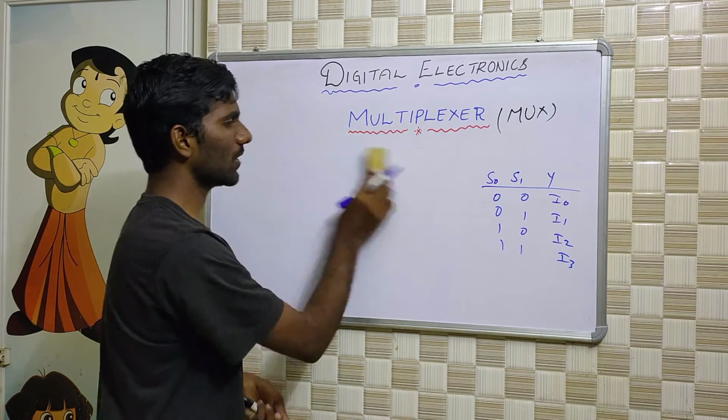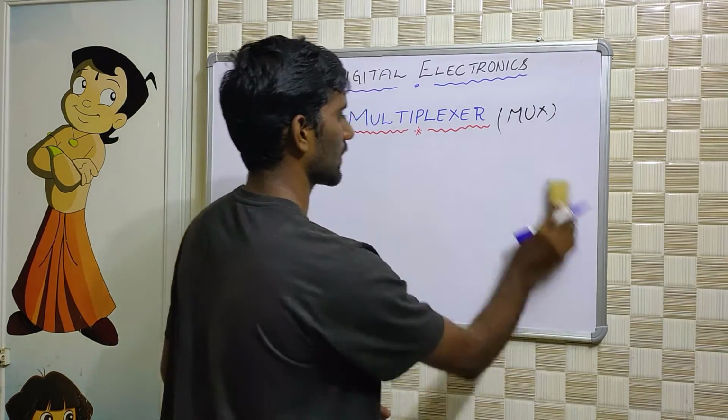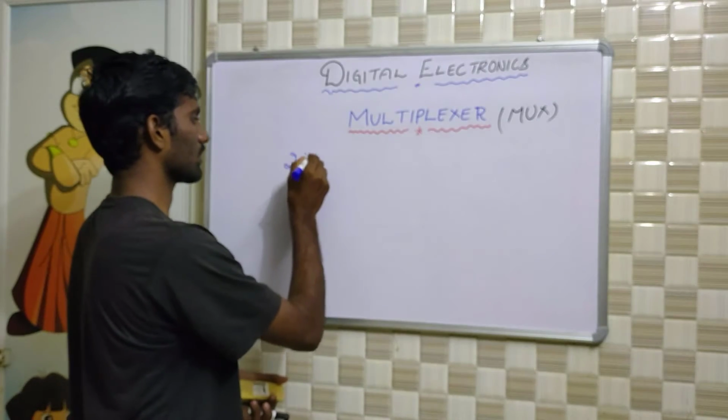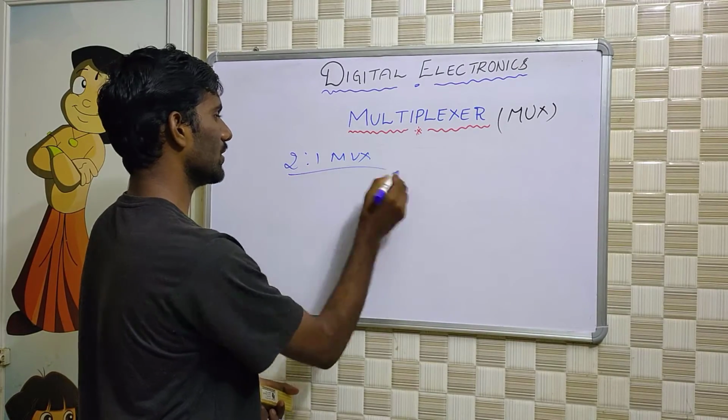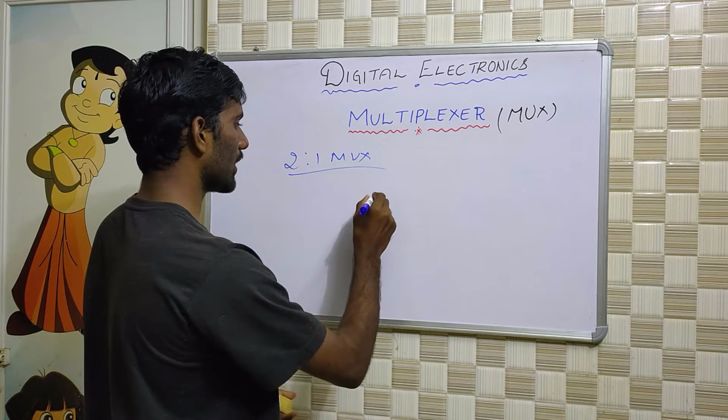The next one is the 2 by 1 MUX. In a 2 by 1 MUX, we have two input lines.